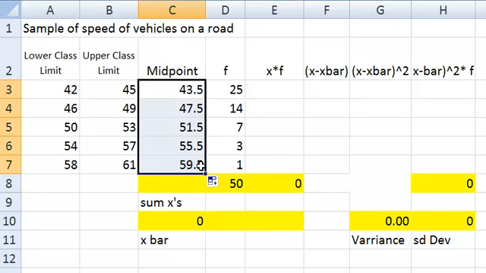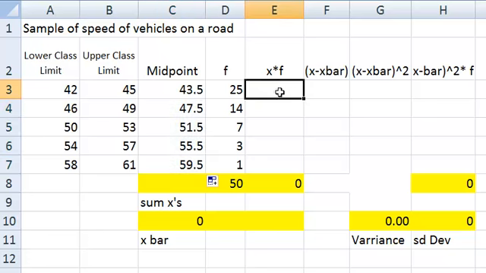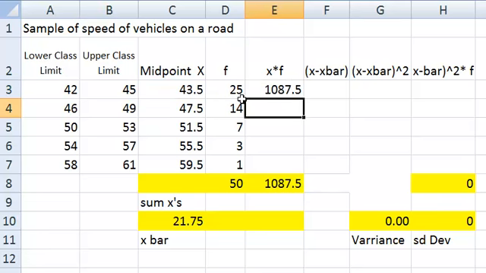Now if that's the value, then in order to know how many we have altogether, we have to multiply the weight, which is the frequency, times the number that represents that class. So the next column is going to be x times the frequency, x being the midpoint here. So we say equals, and we take the midpoint times the frequency, and again we copy.